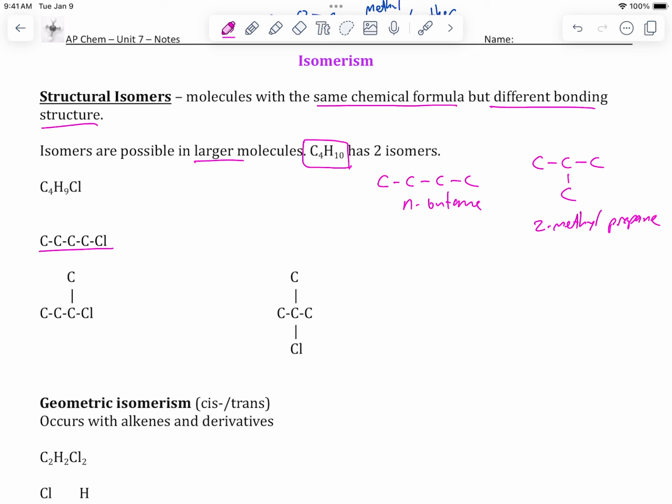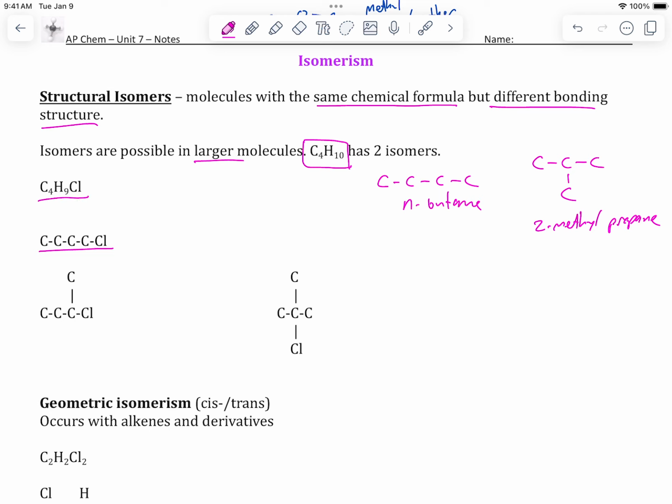Now, with 2-methyl propane, oftentimes the 2 is disregarded. Sometimes this is just called methyl propane. Why is that okay? Because you can't put the methyl anywhere else. If you put the methyl on carbon 1 or 3, it wouldn't be propane anymore. What would it be? Then it would be butane again, right? Okay. All right.